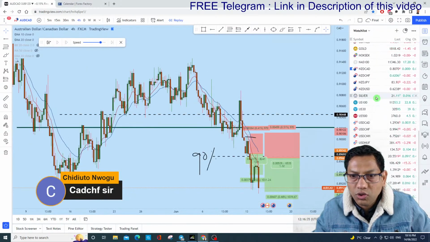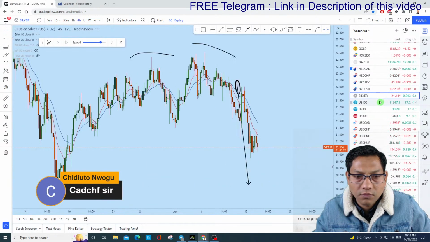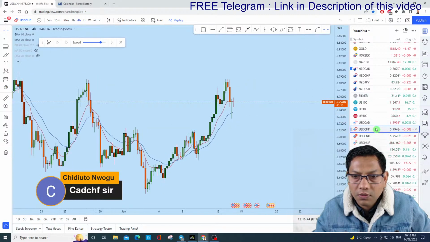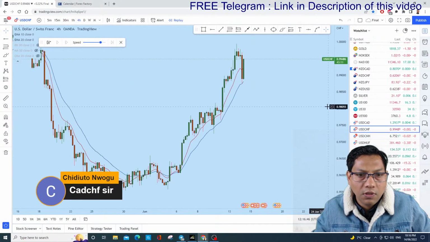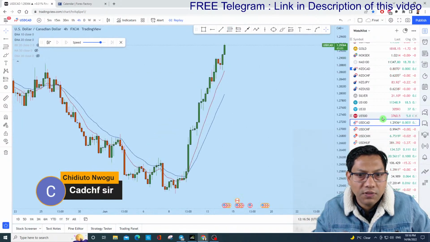We have closed this trade. Dollar Swiss franc, as soon as it touched the 20 period moving average, we saw that the price aggressively moved up.